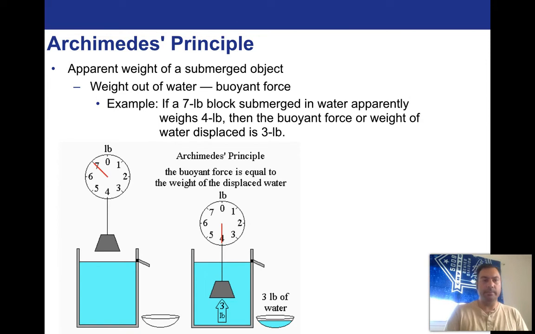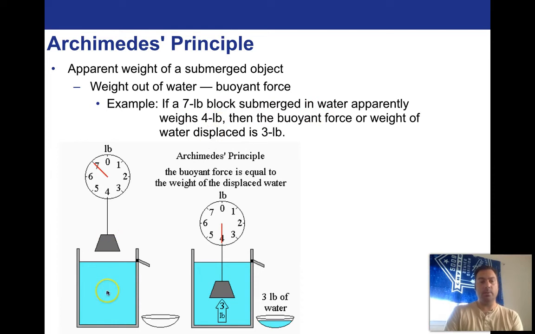What do we mean by that? So it doesn't mean you put it all the way down to the bottom here. We're just going to take a little weight here and demonstrate this. So the apparent weight of a submerged object, weight out of water versus the buoyant force. For example, here's a 7-pound block. So remember, pounds is a measure of force. It's not mass, it's force. So therefore it is a weight. The 7-pound block, submerged in water, apparently weighs 4 pounds.